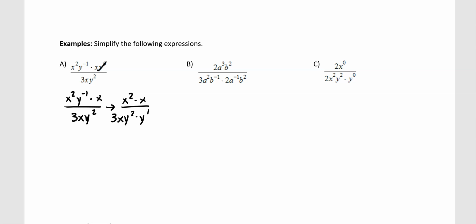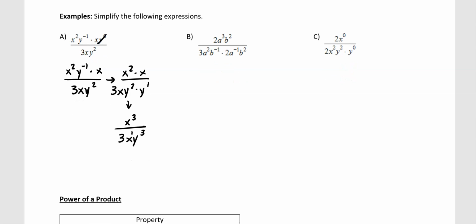I have a couple operations here where like bases are being multiplied. Remember, I add the exponents, so that would become x to the third over 3xy to the third. And then I see here, okay, I have an x in my numerator, x in my denominator. This is x to the first. I would subtract, which would leave me with 2. So my final answer here would be x squared over 3y to the third. Now notice, only positive exponents, only one of each base. That's how I know I'm done.